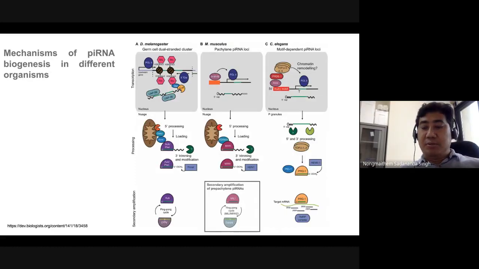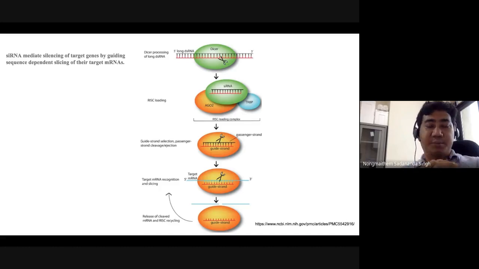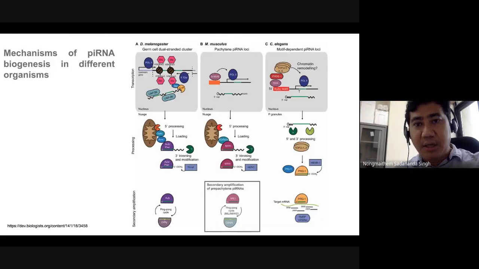Okay, now this is pretty much siRNA. The processing and transcription, as I told you, was pretty much there. I think, let me check. Yeah.